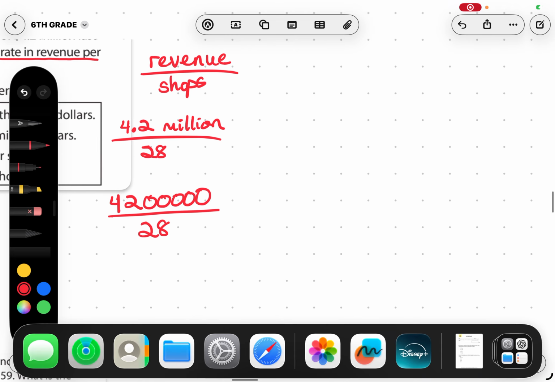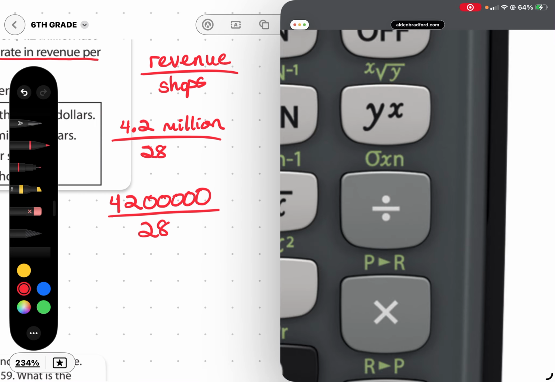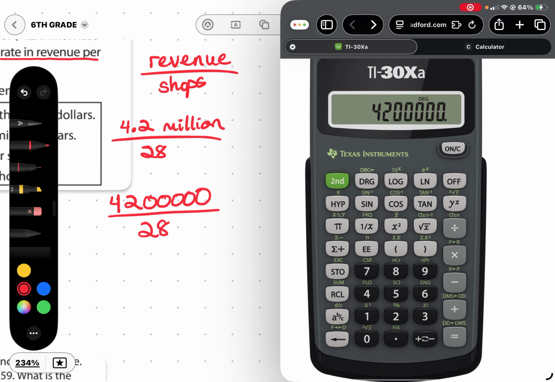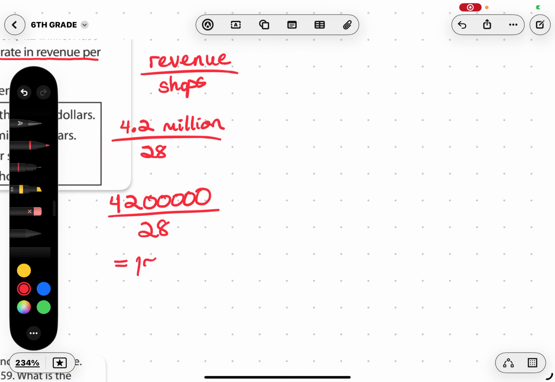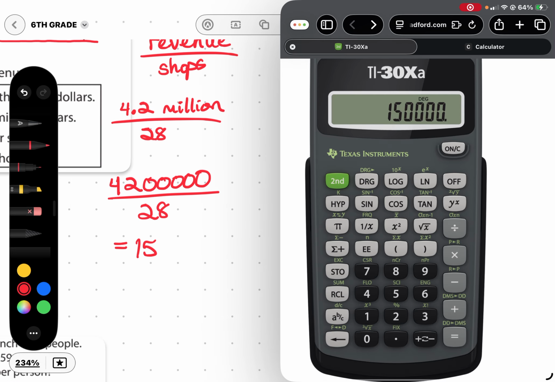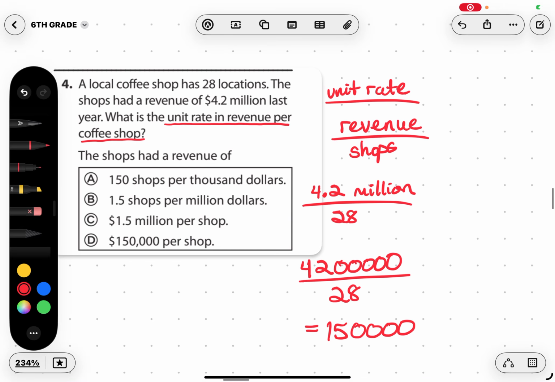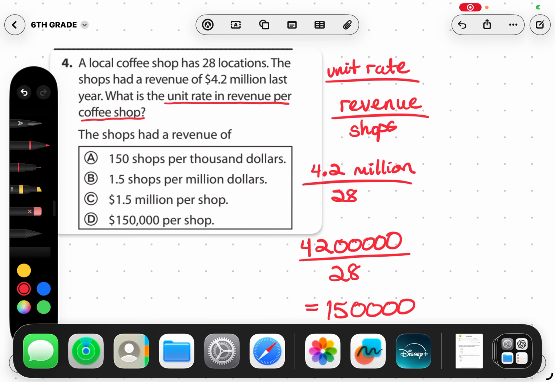Now I'm just going to hit the division button while this number is on the calculator screen, and then type 28. And here's my answer. 1, 5. Oops. Let's go back to it. 1, 5 with 4 zeros: 1, 2, 3, 4.